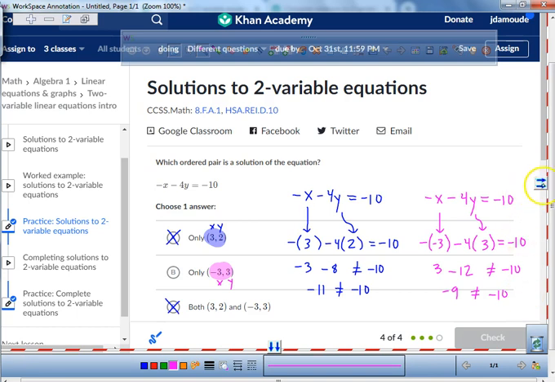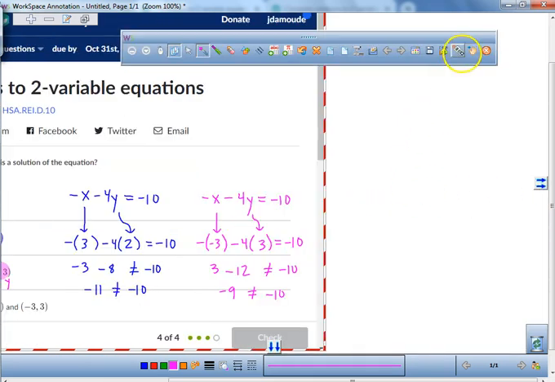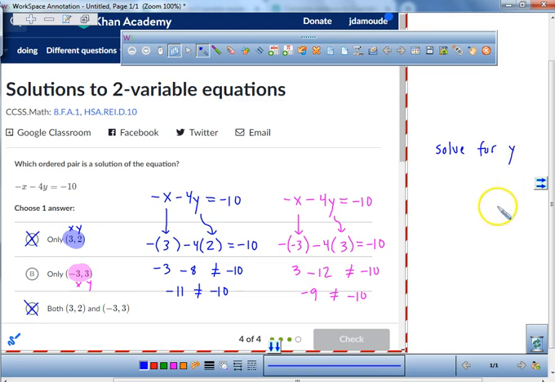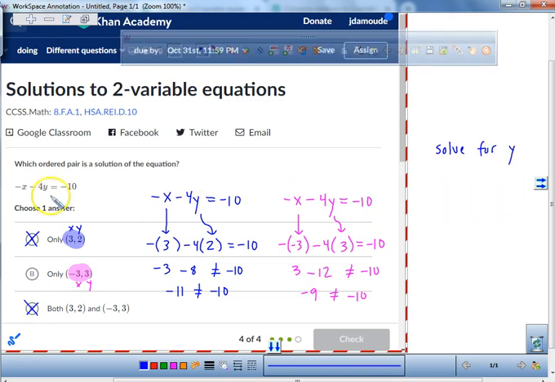Now, real quick, what I'd like you to do is practice solving for y. You're going to have to know how to do this eventually anyway, so we're going to practice solving for y. This is in standard form. Actually, technically it's not in standard form because that's a negative, but it's pretty close to being in standard form. And we're going to solve for y. So write that down. Be ready to go.